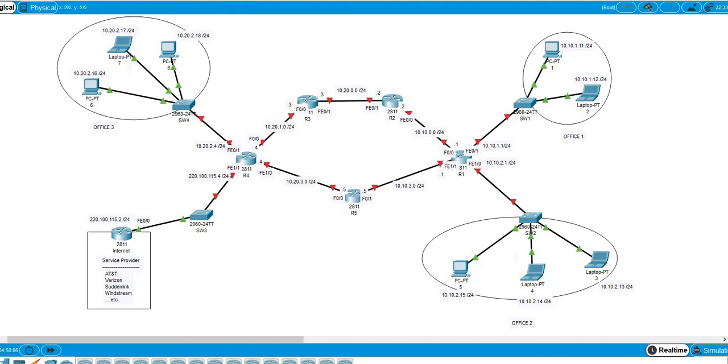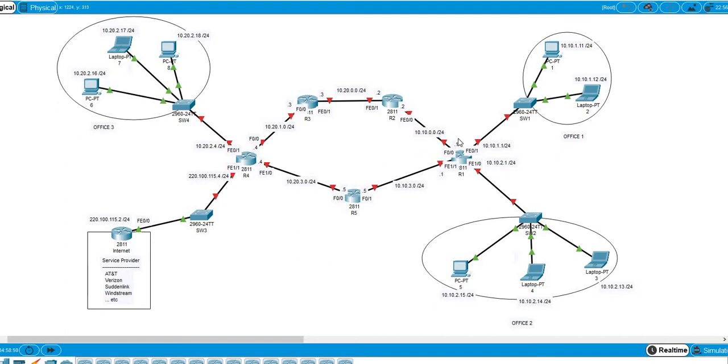Next, let's configure the IP addresses that we have on our network on these routers. Router 1 is connected to 4 different subnetworks. There is a 10.10.0.0/24 network, a 10.10.3.0/24 network, a 10.10.1.0 subnet, and then there's a 10.10.2 subnetwork towards Office 2. Okay, there's 4 of them.